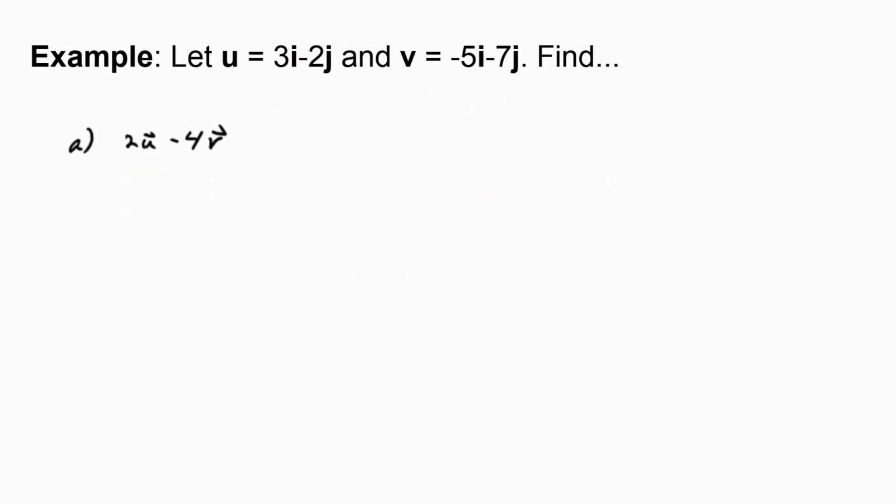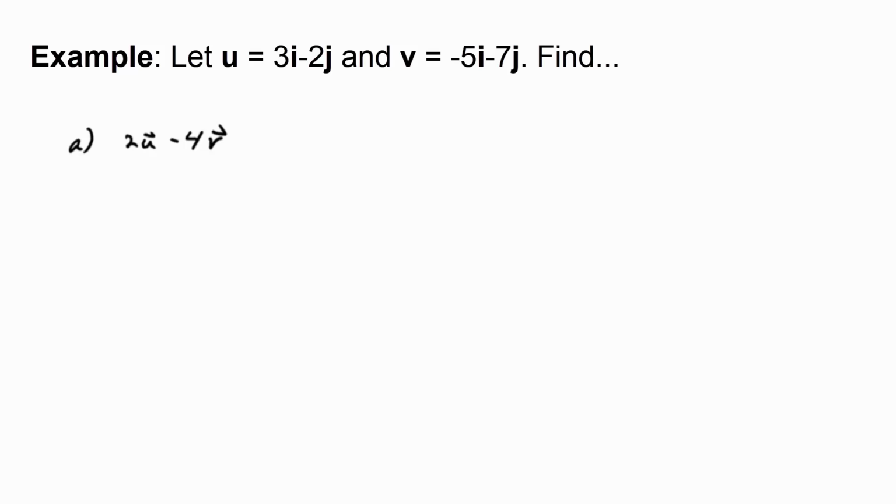Okay, in this example, we're going to let u be the vector 3i minus 2j, which in component form is what? 3, negative 2, right? And v is the vector negative 5i minus 7j, which in component form is negative 5, negative 7. But we're writing both of these in IJ form. Find 2u minus 4v.